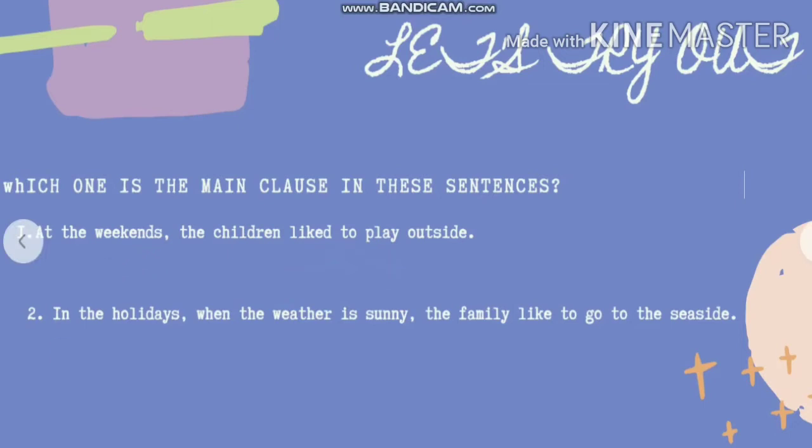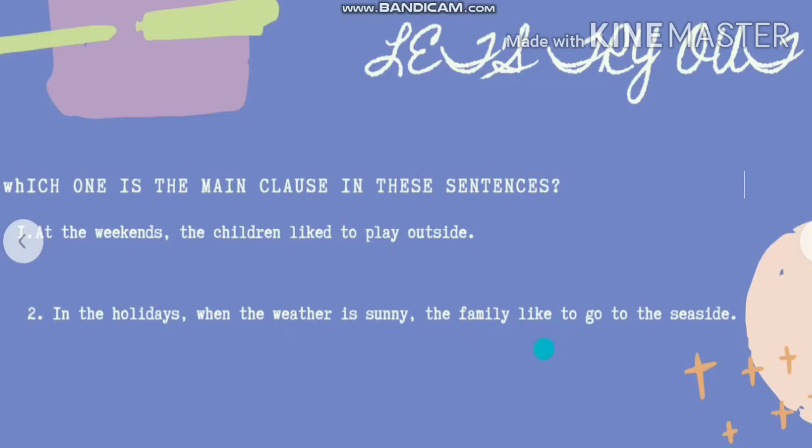And look at number 2. In the holidays, when the weather is sunny, the family like to go to the seaside. Which one makes sense to you? Is it in the holidays? Is it when the weather is sunny? Or the family like to go to the seaside?